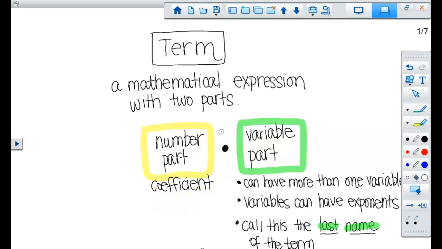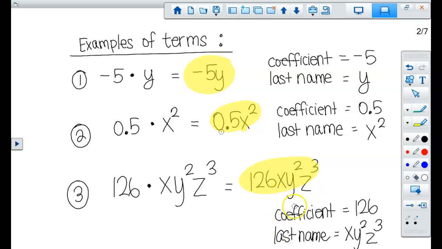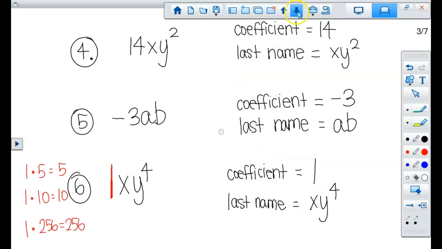Number part is called the coefficient. When you get to the variable part, you can have more than one variable. The variables can have exponents, and those exponents are a part of the last name. And we're going to refer to that as being the last name of your term. So we gave some examples. Coefficient is the number part, last name is the variable part.